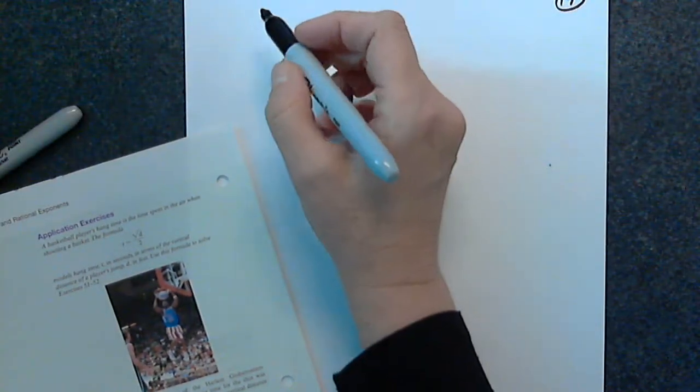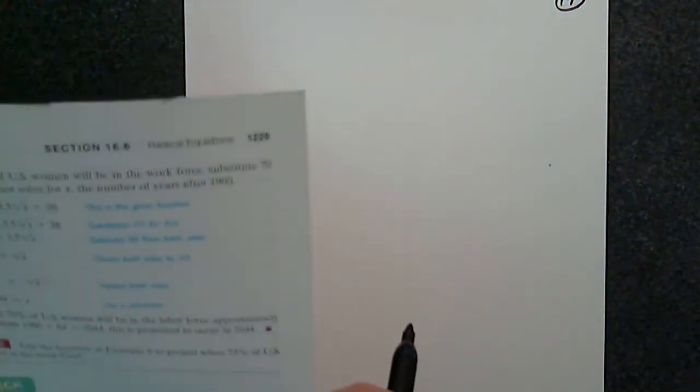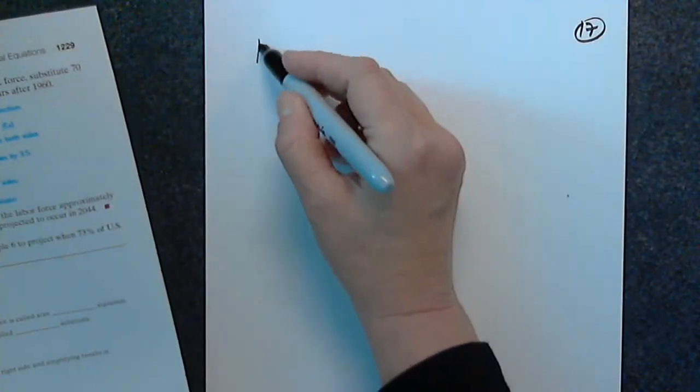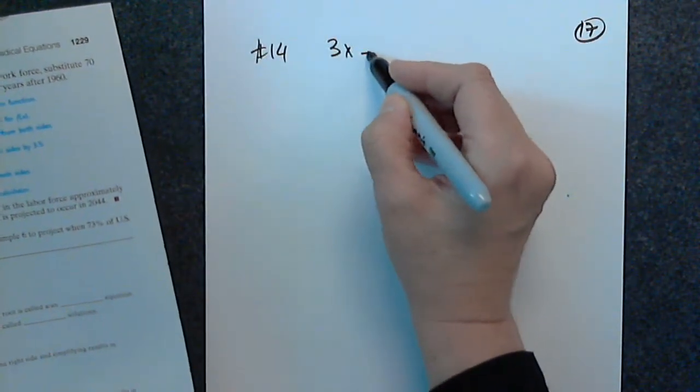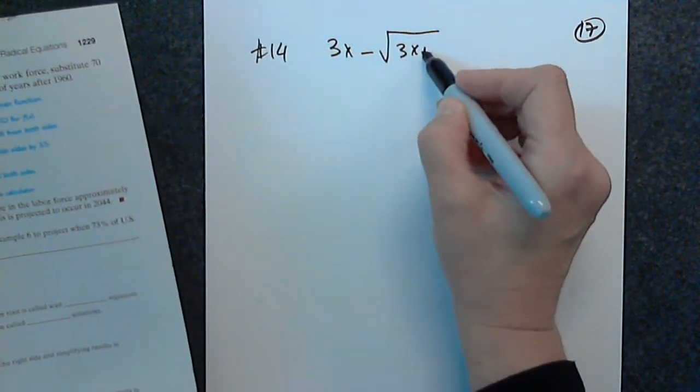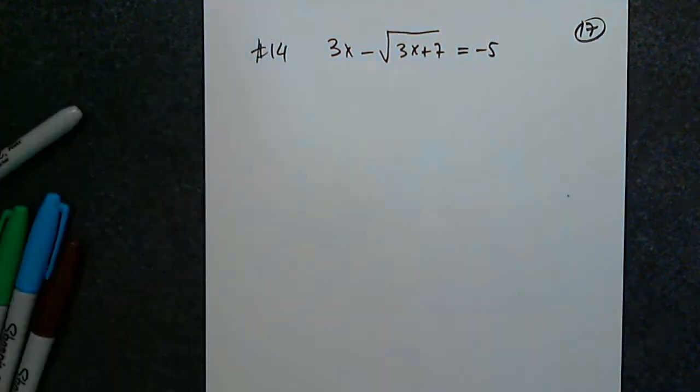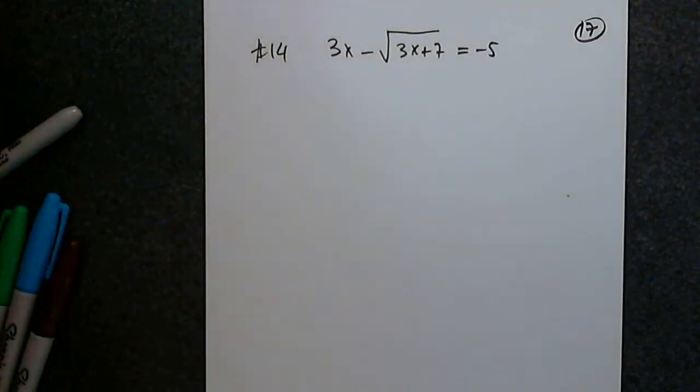So let's say number 14. 3x minus the square root of 3x plus 7 equals -5. What should we do first? We're asked to solve. It's a radical equation. What will you do as the very first step? I realize that the radical is not isolated. Agreed?